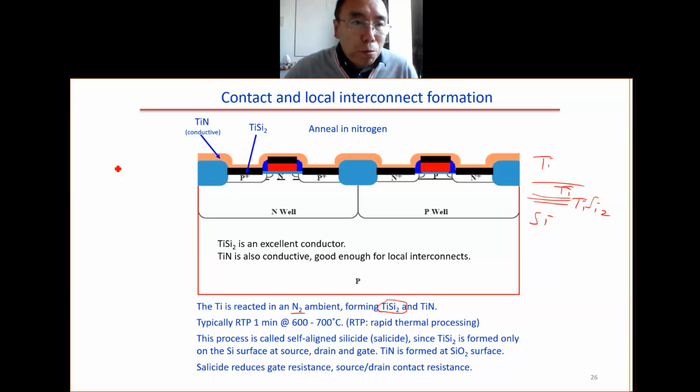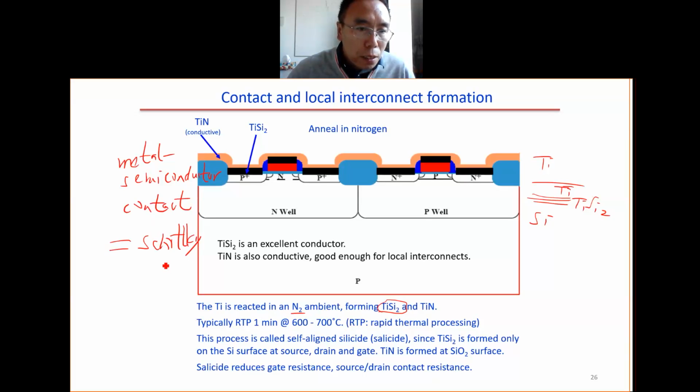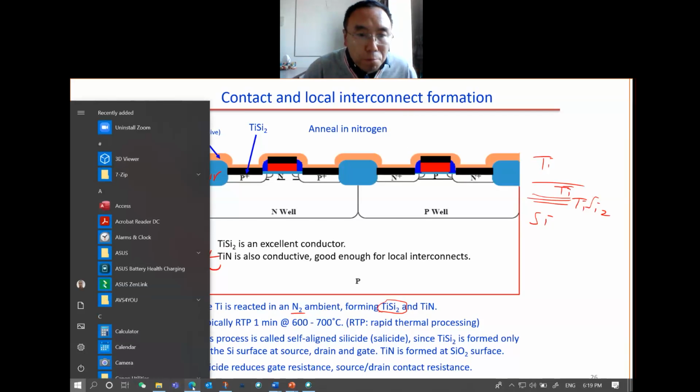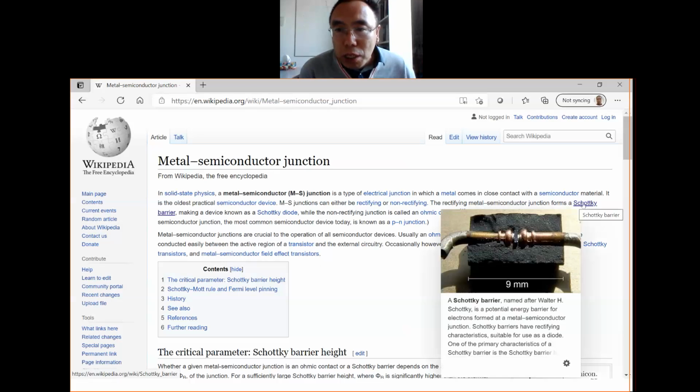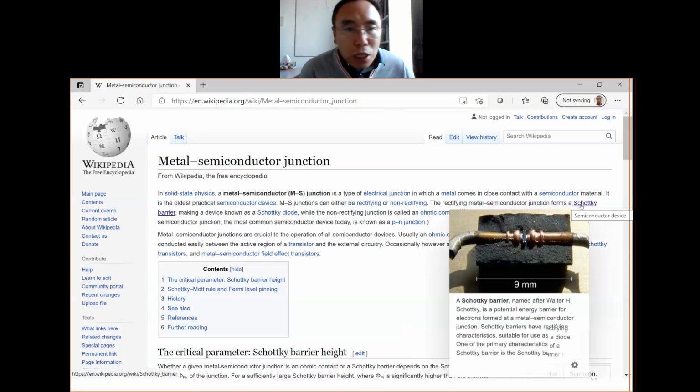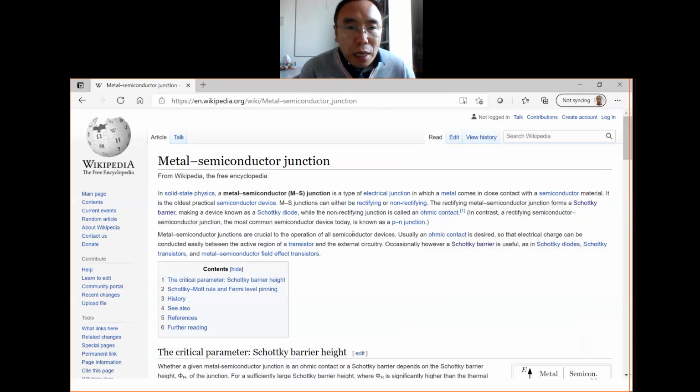So we know that for the metal semiconductor contact, we have something called the Schottky contact. So you can look at the metal semiconductor junction. When we put the metal on the semiconductor, it's called a Schottky contact. So we may have this thing called the Schottky barrier. That means there will be very high resistance.